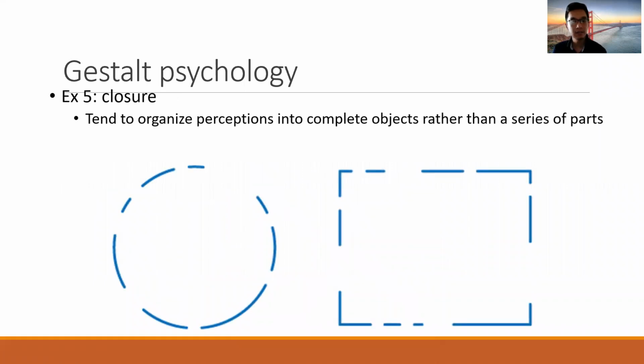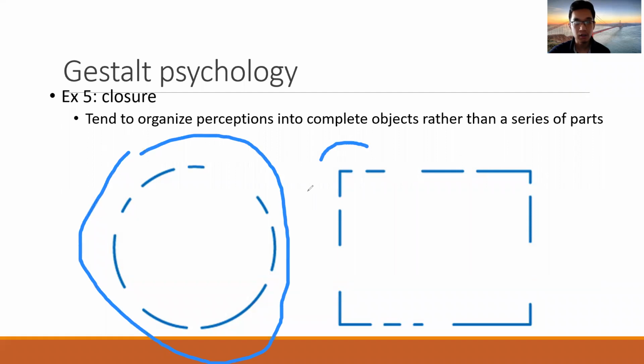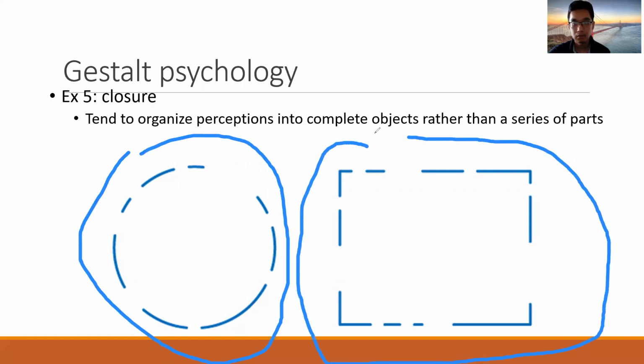Next one, the last example that we talk about is called closure. People tend to see complete objects. Look at the picture on the bottom. So what can you see? It's really clear. You can see a circle here and a rectangle on the right here.